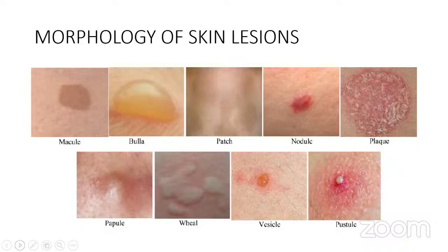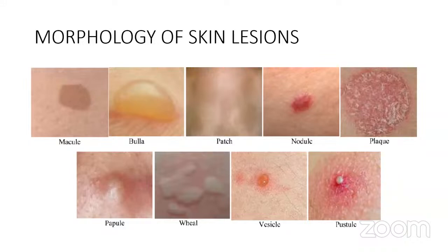Example for macule will be cafe au lait spots, which you see in neurofibromatosis. And for patch, vitiligo, a depigmented patch. And then there is vesicle and bulla. So these are fluid-filled lesions.